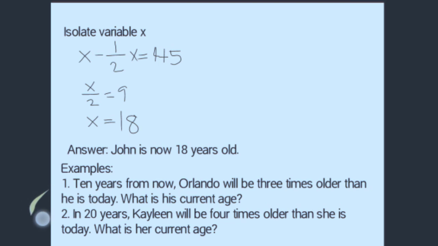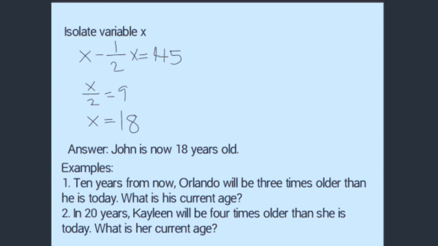So, I have here the following examples. There, 2 examples. So, it will be left as an exercise para alam niyo po kung paano mag-solve ng kayo-kayo lang.